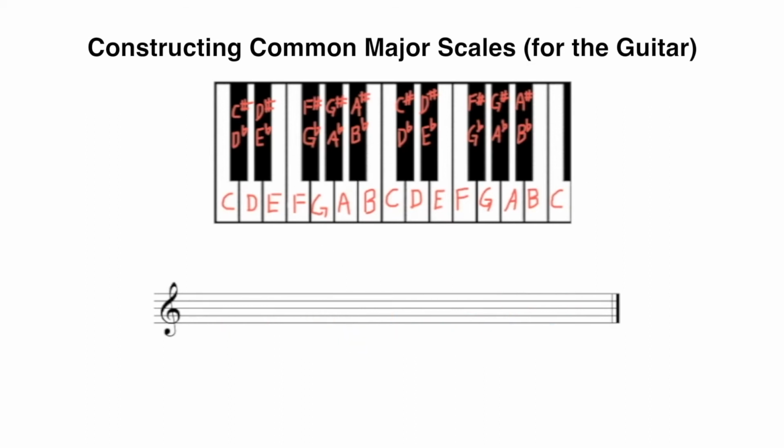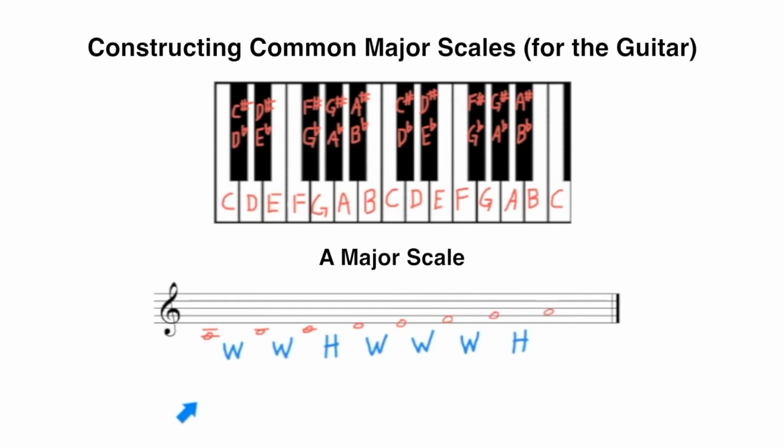Next, we will notate the A major scale, starting with the diatonic scale on A. So here we have A, B, C, D, E, F, G, and then we're capping it off with A, since we're working on the A major scale. Next, we'll follow the whole, whole, half, whole, whole, whole, half pattern.